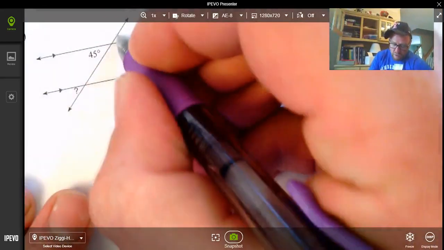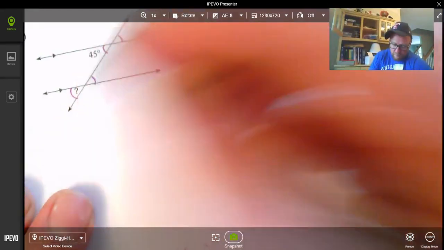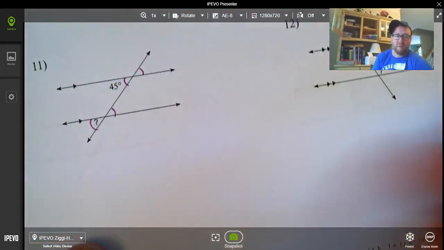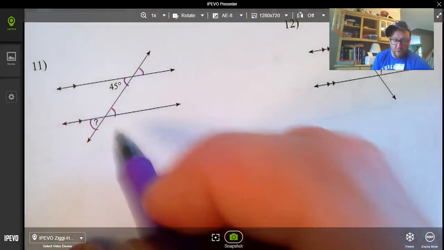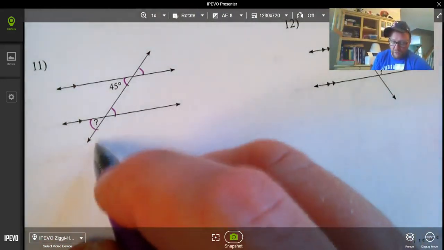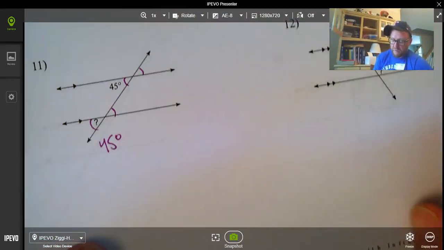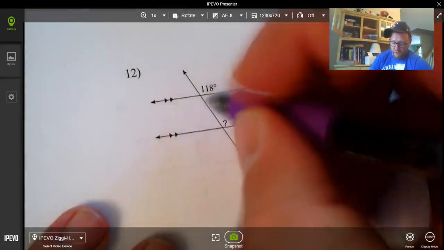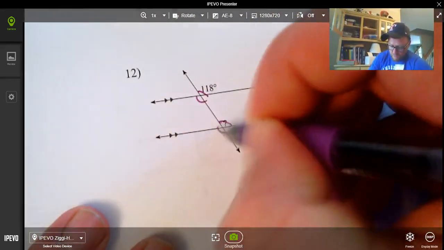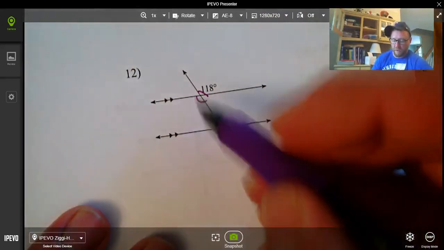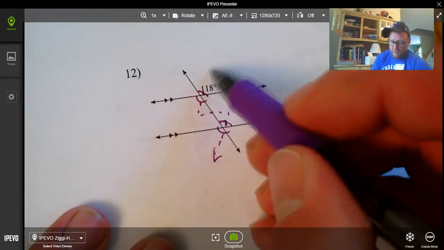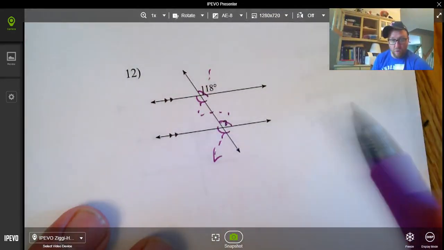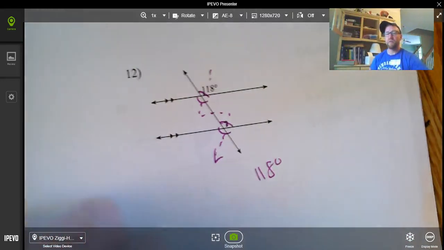Here we've got 45. Along the same pattern, they are corresponding angles. This one is also a 45-degree angle. Here, all on the same zigzag pattern. So these are also congruent. They are corresponding angles, 118 degrees.